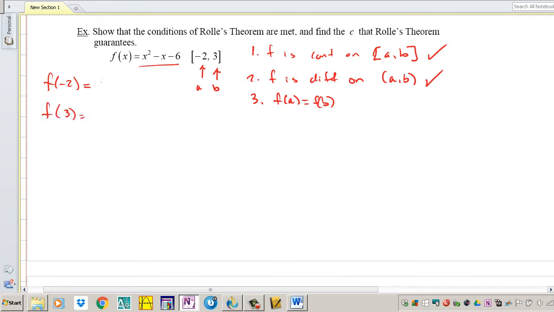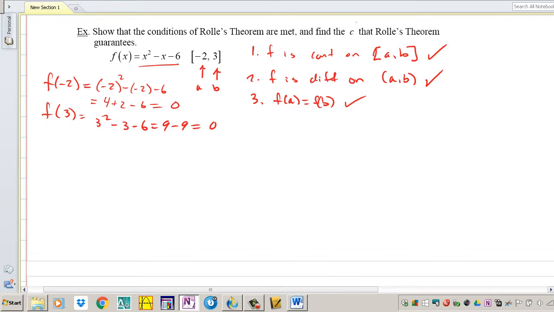Let's find out. Negative 2 squared minus negative 2 minus 6 gives me 4 plus 2 minus 6, which is 0. Now let's see if f(3) is also 0. It's 3 squared minus 3 minus 6, which is 9 minus 9, and that is 0. So yes, the conditions for Rolle's theorem are met.